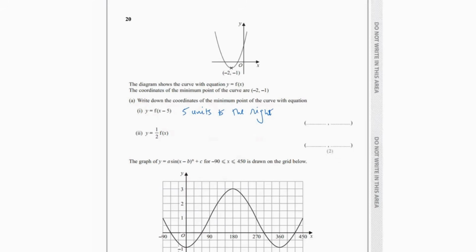Whereas if it was y equals f of x plus 5, then it's 5 units up. And with minus, it would be 5 units down. So for y, the rule is very straightforward. That's common sense. If you're adding, you're going to go up. If you're subtracting, you're going to go down. But with x, it's the opposite. If it's x minus 5, you go 5 units to the right. If it's x plus 5, you go 5 units to the left.